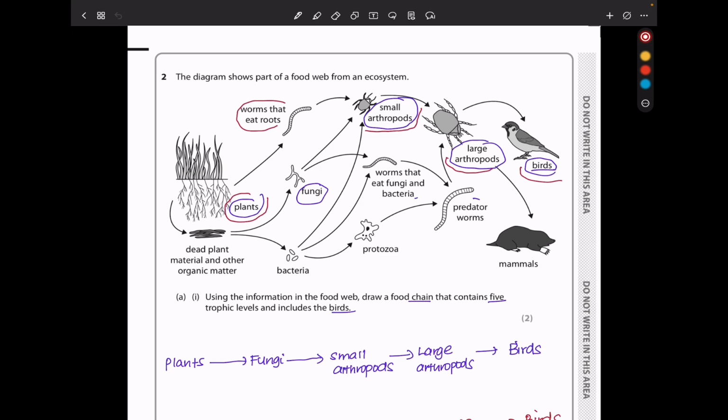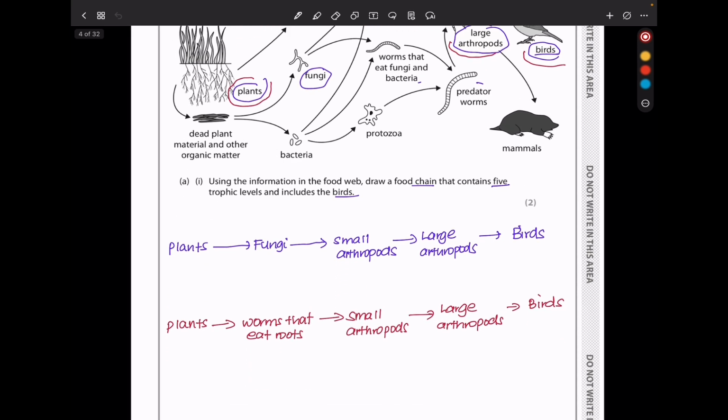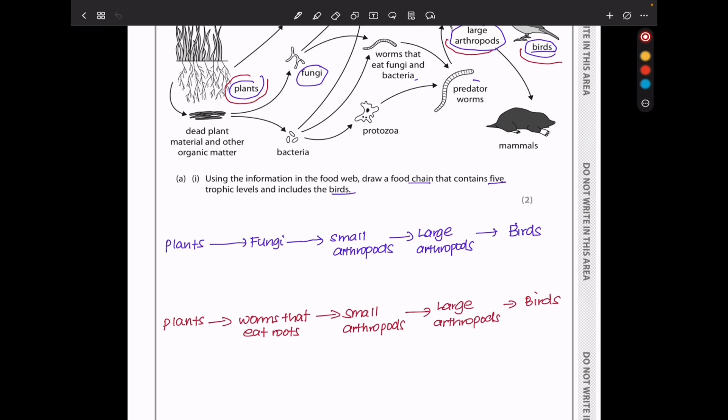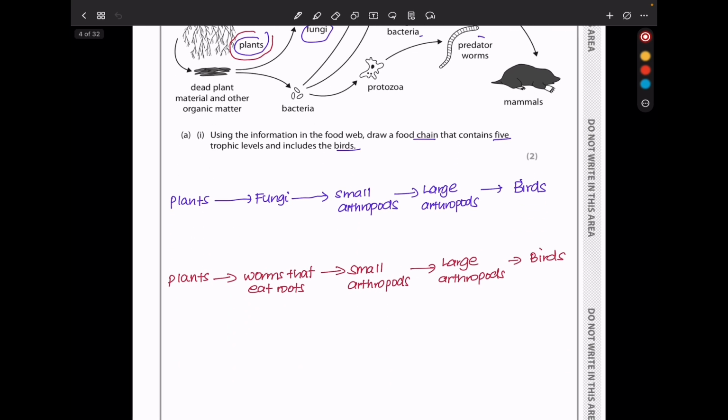The diagram shows part of a food web from an ecosystem. So we can see the food web there. They say using the information in the food web, draw a food chain that contains 5 trophic levels and include the birds. Birds are over here. If plants are the producers, we can see this is the first food chain going all the way towards the birds. It includes the plants, the worms that eat roots, the small arthropods, large arthropods, as well as birds. There is also another food chain including plants, fungi, again small arthropods, large arthropods, and then birds. So those are the ones I drew here.